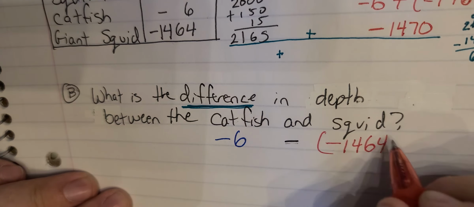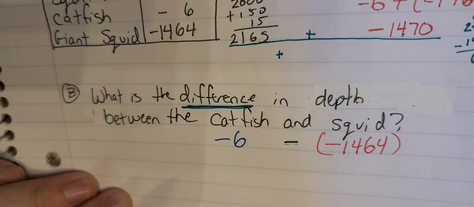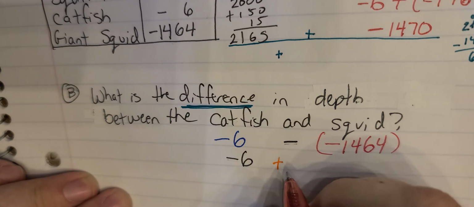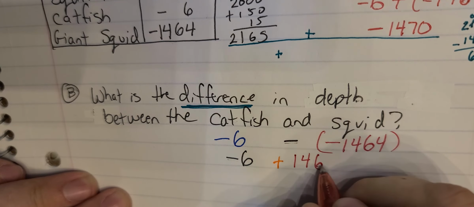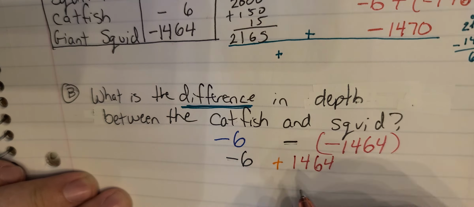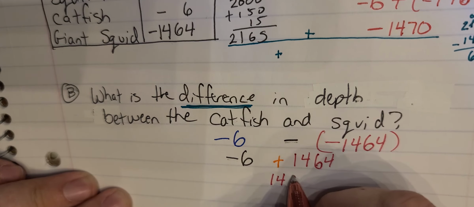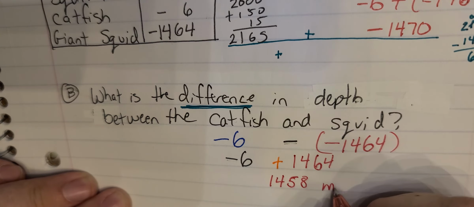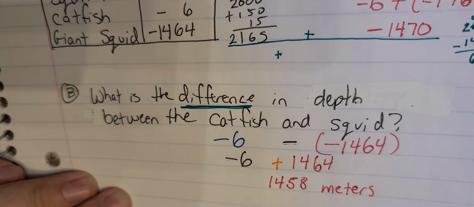So I'm going to put parentheses around this, just to make sure I don't have that double negative confuse me. Now, since I have keep, add, opposite, negative 6 stays the same. Subtraction becomes addition. And that negative 1,464 becomes positive 1,464, because that is the opposite of it. Now I'm going to look at absolute values. This has a larger absolute value, so our answer will be positive. Then I'm going to subtract 6 from 1,464 to get 1,458. And since we're dealing with integers, you don't have to write your units in, but we should know that it was in meters.